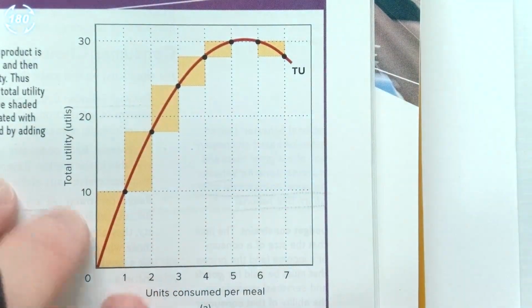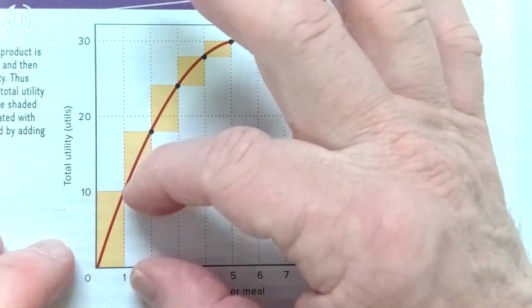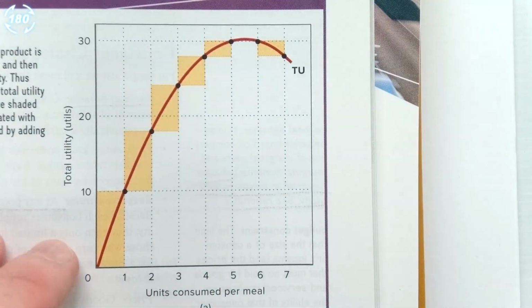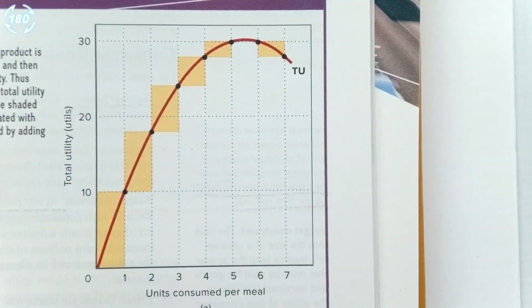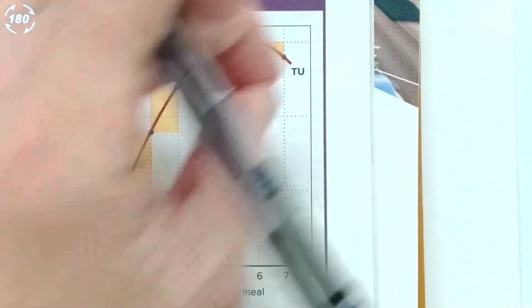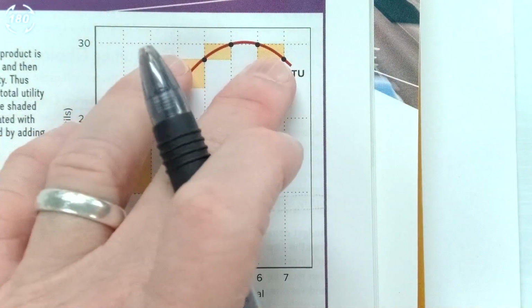But here we're just looking at one good, and what is typically true here is that as you consume more additional units of that good, the additional satisfaction delivered by the marginal unit is going to decrease. So this is still going up, but the additional satisfaction is diminishing. It begins right away, okay? And then it turns negative.